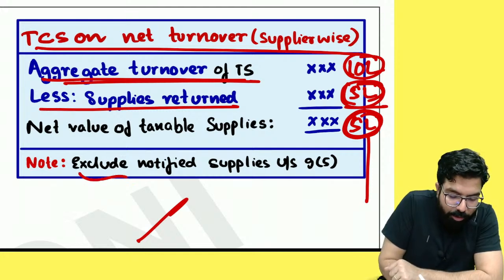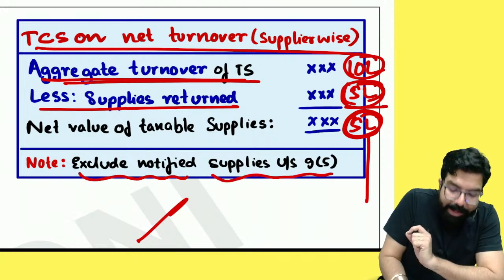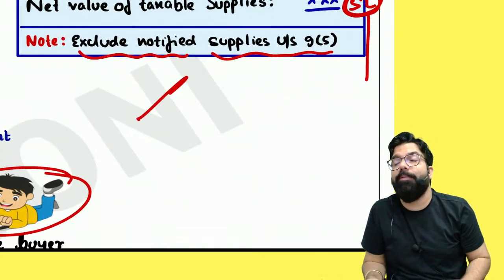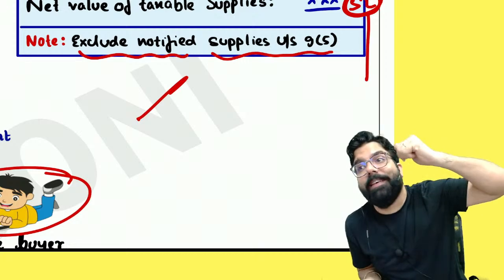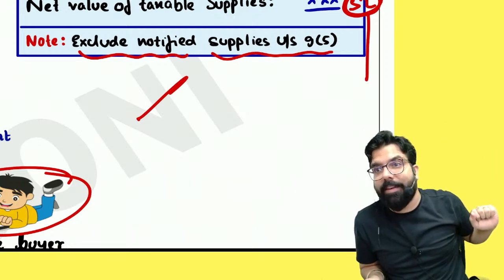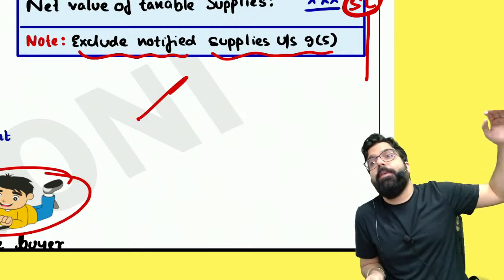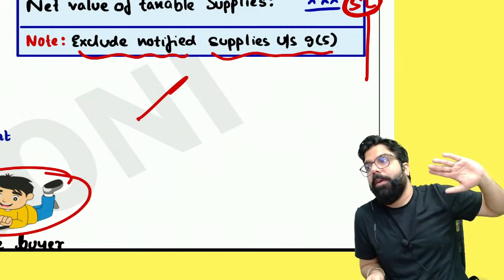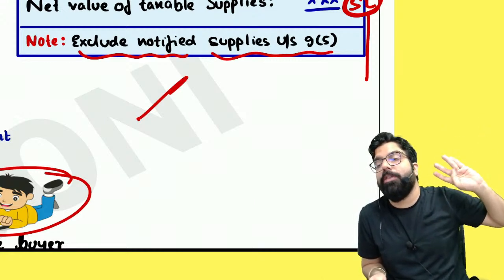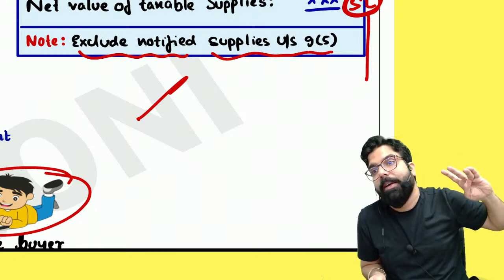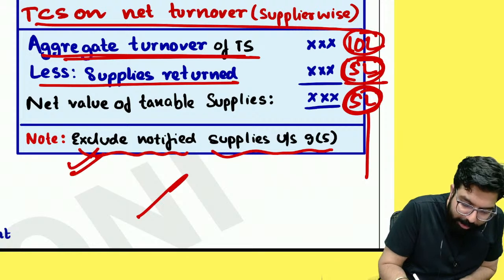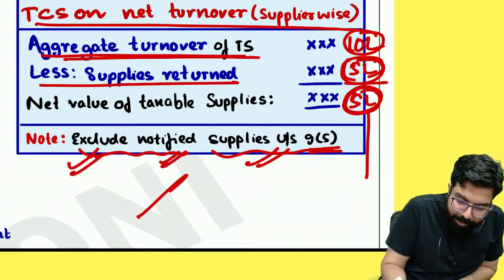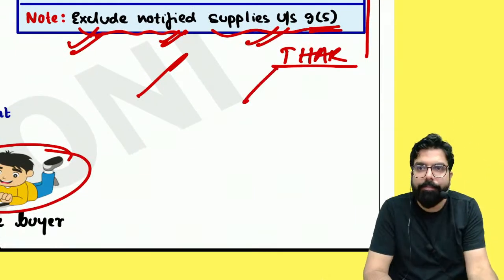For TCS, you always have to exclude section 9(5) supplies. What is section 9(5)? Do you remember? THAR services. On THAR services, who pays the GST? E-commerce pays the GST. Correct or not? And hence on THAR services, TCS will never be deducted. Remember one thing, on THAR services, what will not be deducted? TCS. Because they are telling, see, deduct TCS, but don't include what? Notified supplies, which are under section 9(5). THAR. Can you tell me what is THAR?